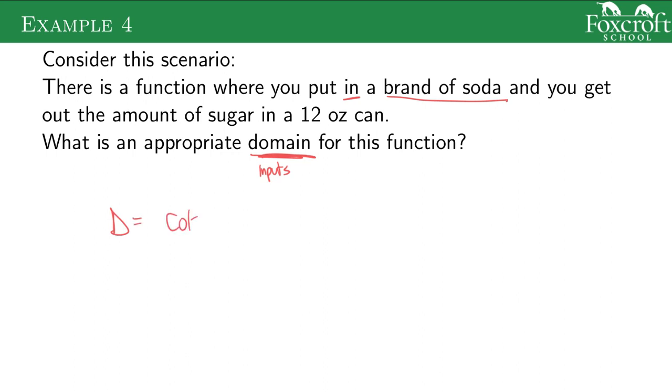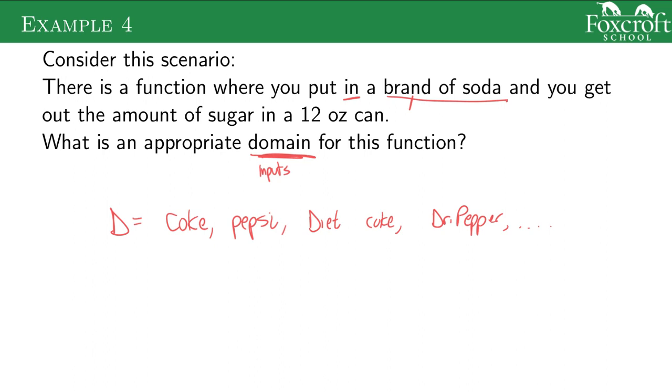So I could put in Coke, Pepsi, Diet Coke, Dr. Pepper. You're never going to be able to list every type of soda, but I just want to see the basic idea that you're knowing. The domain is just the things you're putting in. So the domain we're putting in is a brand of soda. List some brands of soda, and that's good enough.